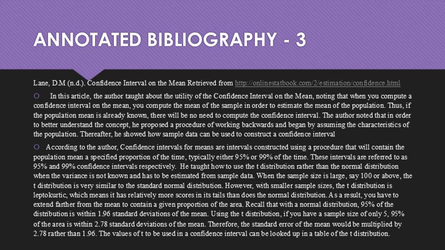Recall that with a normal distribution, 95% of the distribution is within 1.96 standard deviations from the mean. Using the t-distribution, if you have a sample size of only 5, 95% of the area is within 2.78 standard deviations of the mean. Therefore, the standard deviation of the mean will be multiplied by 2.78 rather than 1.96. The values of t to be used in the confidence interval can be looked up in the table of the t-distribution.